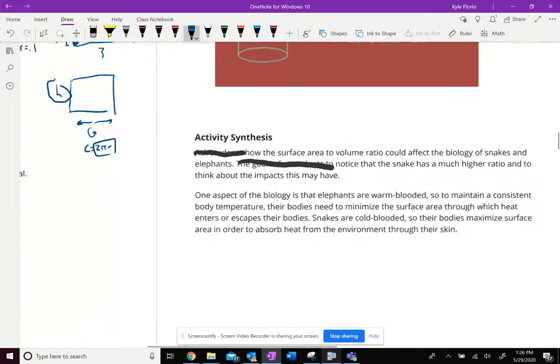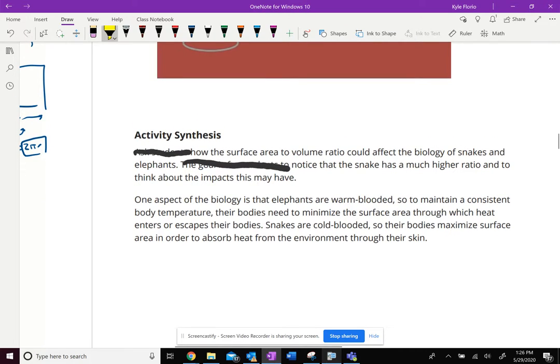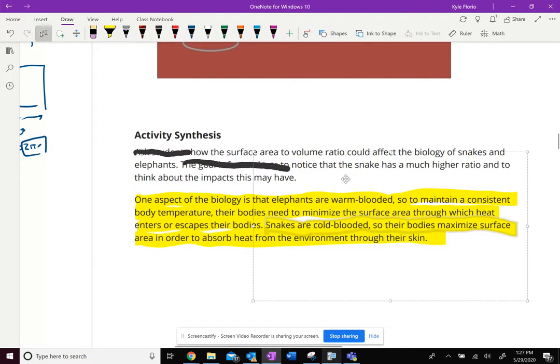And why is that interesting? Well, how do you think the surface area to volume could affect the biology of a snake and elephant? One aspect of biology is that elephants are warm-blooded. So to maintain a constant body temperature, their bodies need to minimize the surface area. They need to have small surface area through which heat enters or escapes the body. So the less surface area, the less heat can enter or escape the body, and you get that constant temperature. Like us humans, we always like to be like 98.6. Snakes are cold-blooded, so their bodies maximize the surface area in order to absorb the heat from the environment into their skin. So that's why it's important for snakes to have a bigger ratio of surface area to volume.